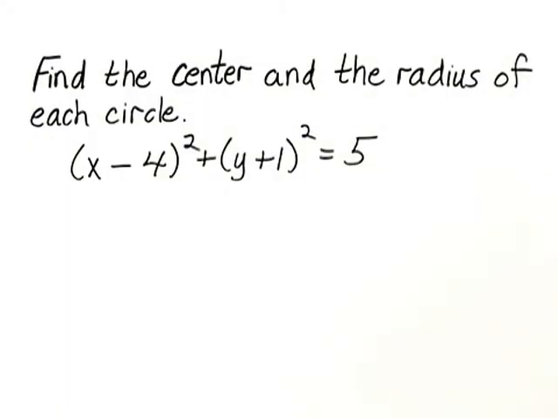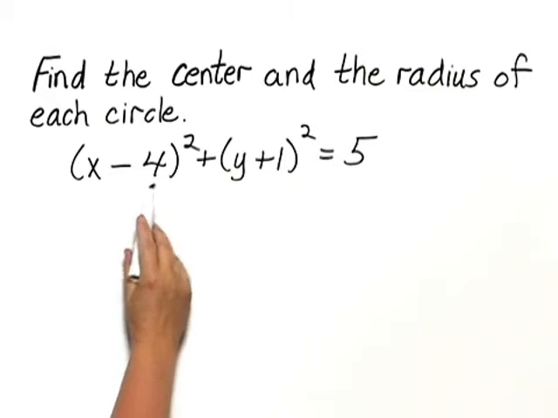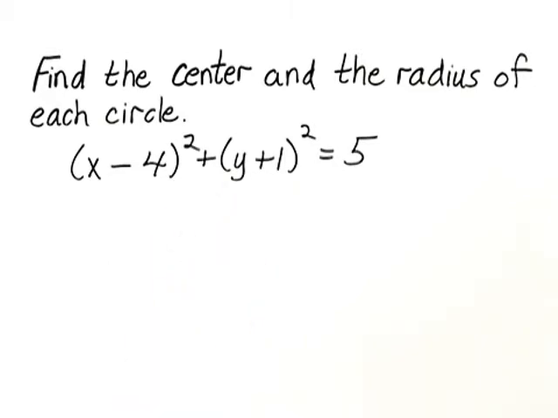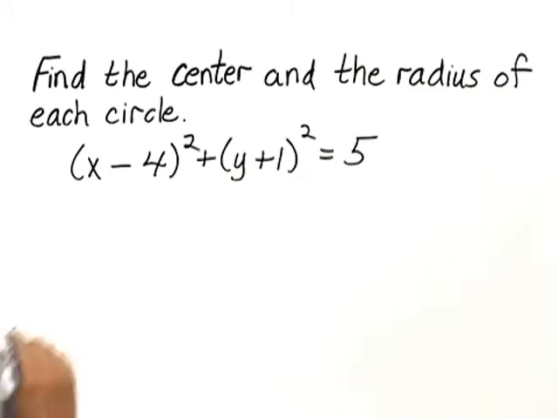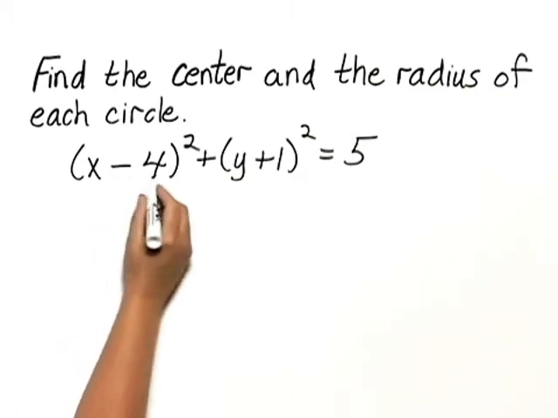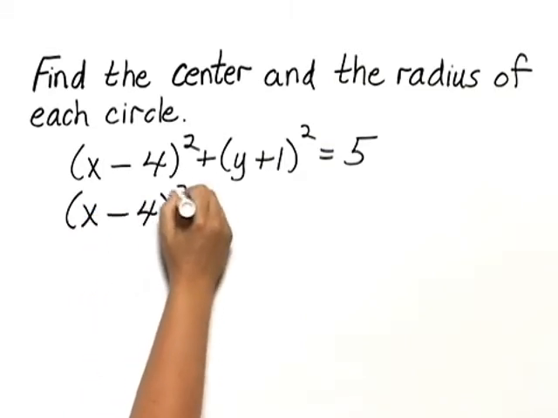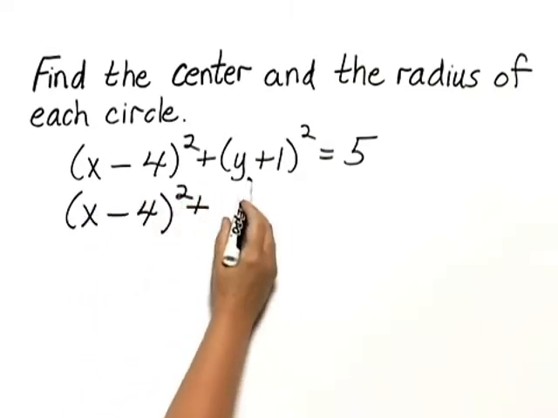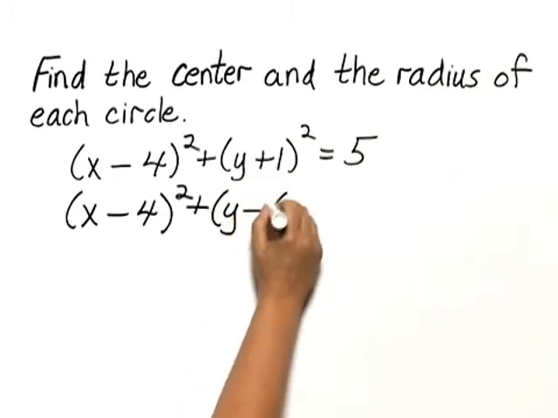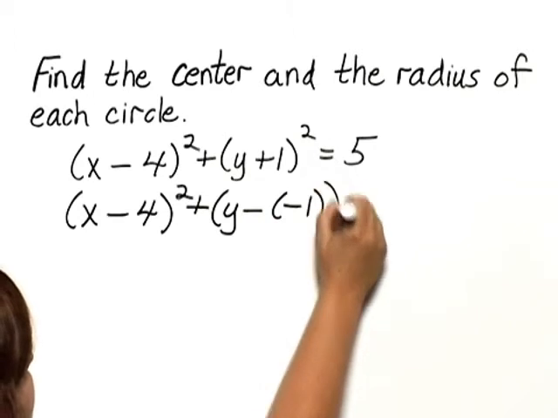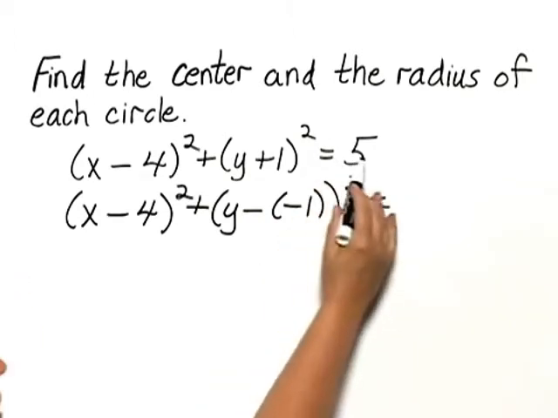Find the center and the radius of each circle. This circle is (x - 4)^2 + (y + 1)^2 = 5. We need to rewrite this a little bit in the form (x - h)^2, which this is already in, plus (y - k)^2. So let's write this as (y - (-1))^2 equals, and this is r^2.